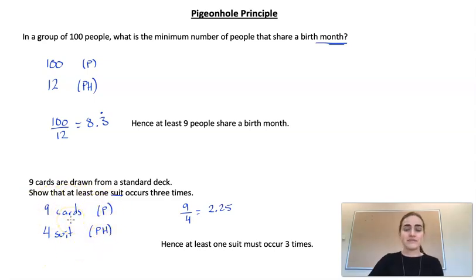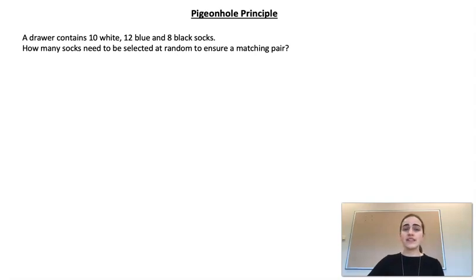Our next example says a drawer contains 10 white, 12 blue, and 8 black socks, and these are all independent, they're not paired up. How many socks need to be selected at random to ensure that we end up with a matching pair? Now, the thing that often throws people off in these sorts of questions is looking at the number of socks in total. The fact that there's 30 socks in total is completely irrelevant to this question.